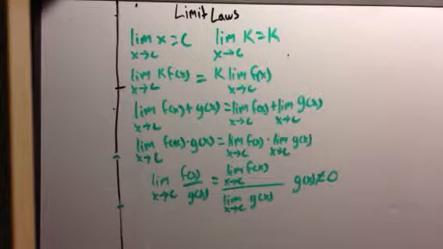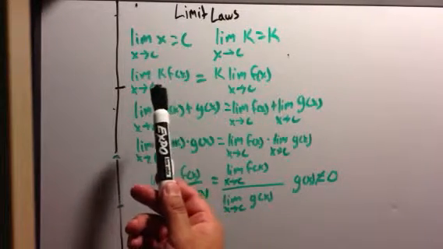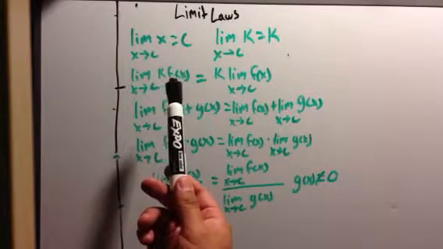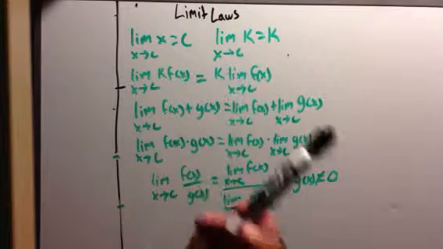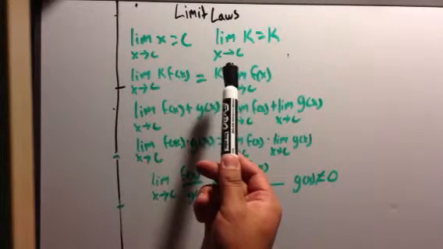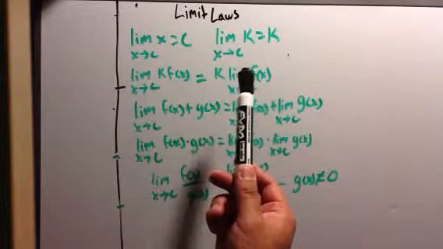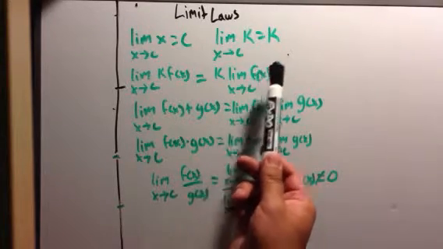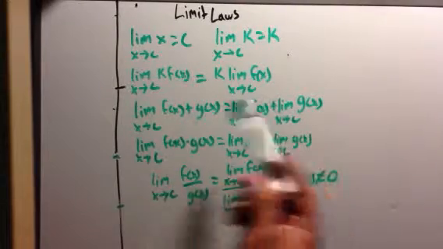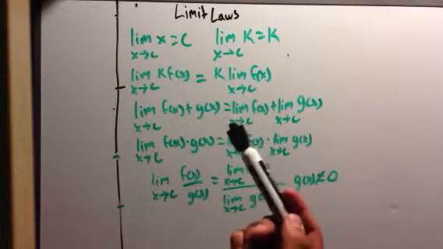So in this video we're going to be going over the limit laws, and I got them all written down for you right in front. So the first one is just the limit as x goes to some number c of x is equal to c. And then another one is going to be the limit as x goes to c of some constant k is just equal to the constant k. Those are two important ones. Pretty much all of these are important and they're pretty straightforward.